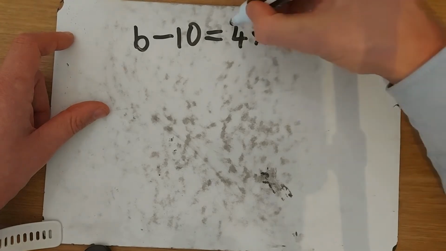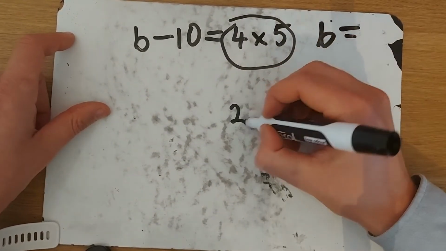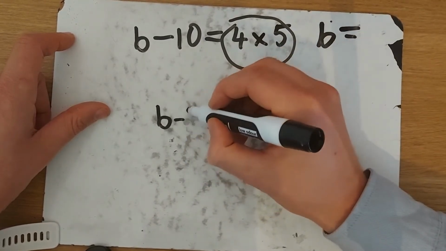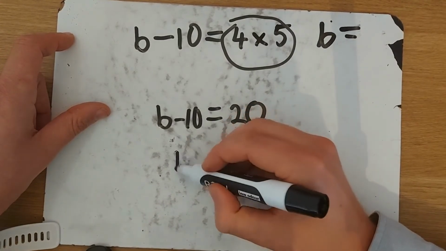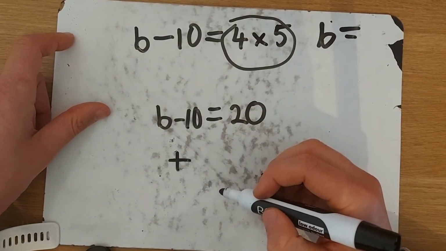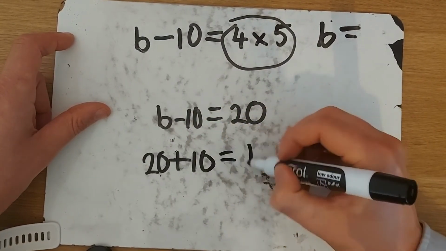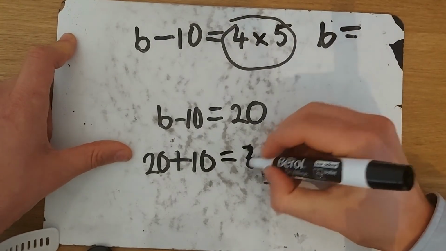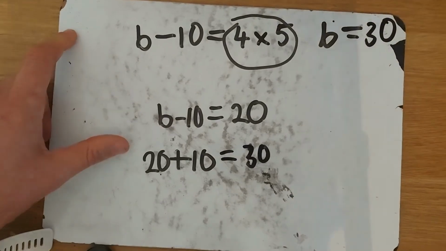First step, work out this bit here. So I'm going to do 4 times 5. I know that that equals 20. Write it down again, making it easier, keeping it neat. If it's subtract, I know that the inverse is add. So I can do 20 plus 10 equals B. 20 plus 10, I know, is 30. So the value of B here, and I write my answer here, is 30.